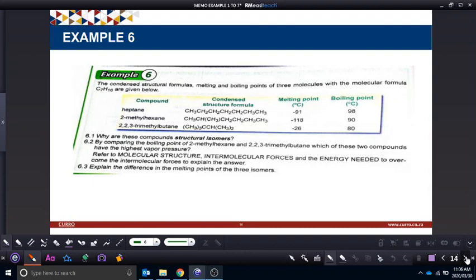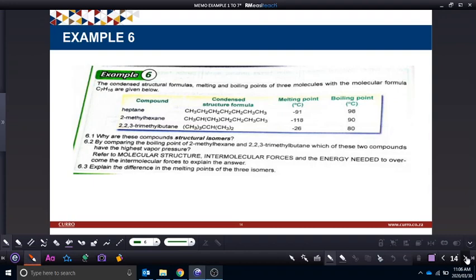Heptane has a melting point of minus 91. 2-methylhexane, minus 118. But then suddenly there is an exception. You can see that trimethylbutane suddenly has a minus 26. So now, if we look at this, we're going to see that in the answer, we're going to change something here if we look at the melting point.